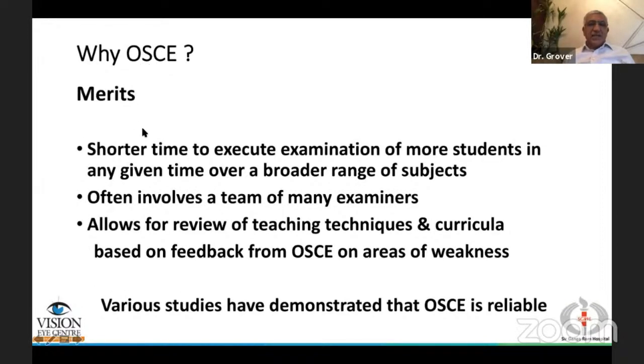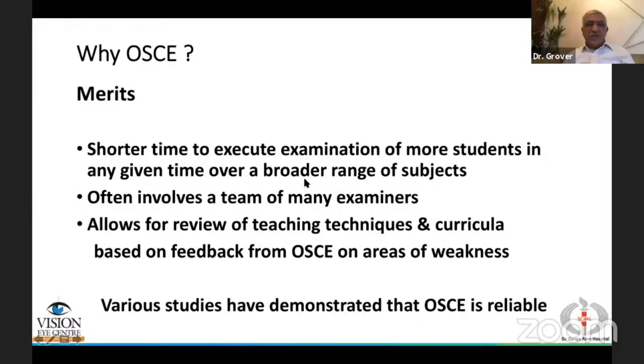So OSCE has certain advantages. Other than the ones that we have spoken about, in a shorter time, you can examine a larger number of students and pick up a broader range of subjects that you can assess. And since it involves many teams of examiners at times, in certain avatars of OSCE, the element of subjectivity goes down.